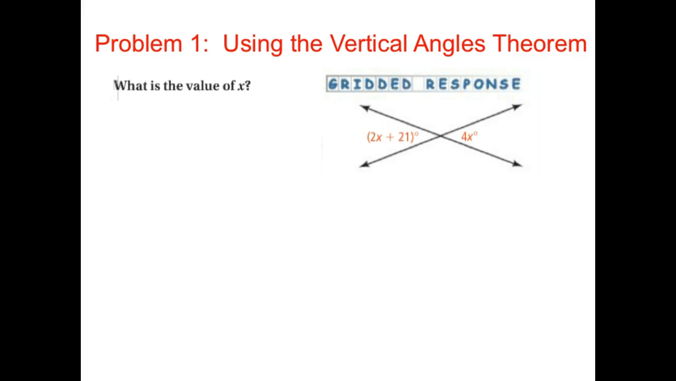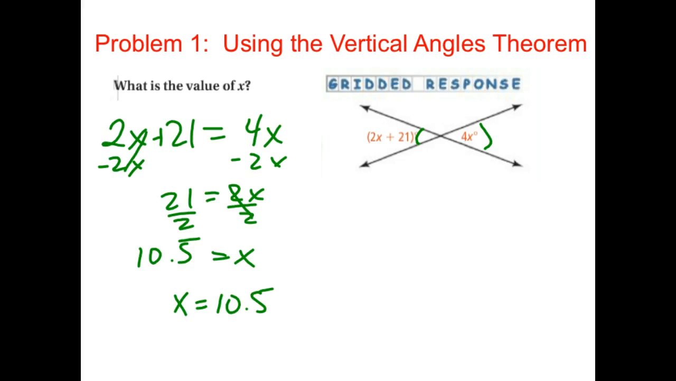It says, using the vertical angle theorem, what is the value of x? We look, we've got an angle here and an angle there. They make that x, so they must be vertical. They're also congruent, which allows us to say that if they're congruent, well, this equals that. We get our equation, we solve it. I want you to try this one on your own and then check with me. You can check your solution with mine.